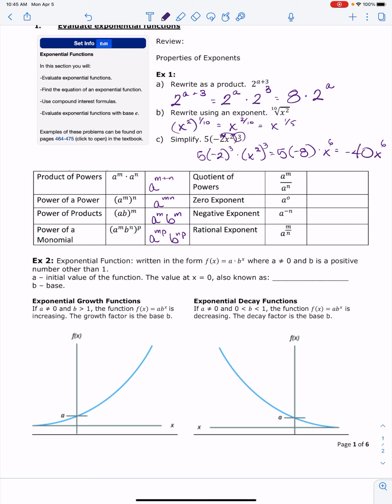When we have quotients of powers, we're dividing two numbers that have the same base. We subtract those exponents. Here is one of the most important ones. Anything to the 0 power is always 1. A negative exponent does not change the sign of the number, it does move the value into the denominator. And anytime we have something written as a rational exponent, we can rewrite it as the radical.